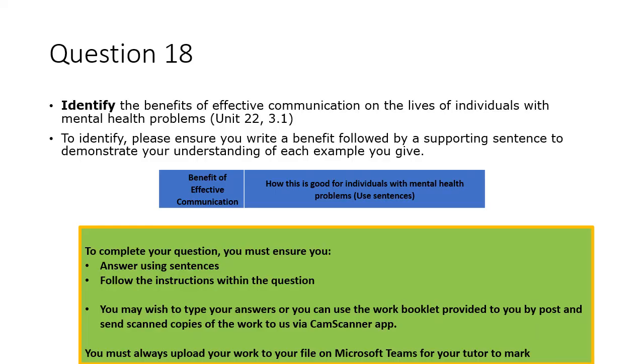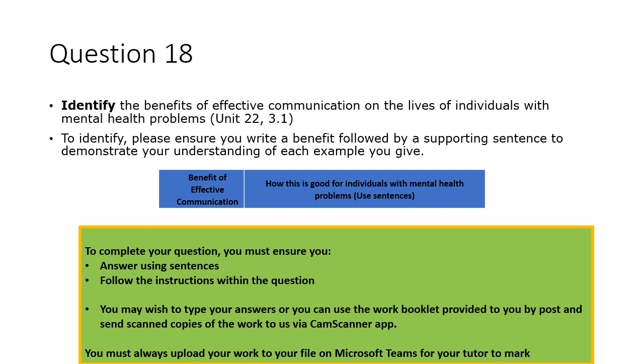So question 18 is asking you to identify the benefits of effective communication on the lives of individuals with mental health problems. So, you need to identify, but making sure that you write a sentence, a supporting sentence to demonstrate your understanding of each of the examples you give. And you've got 2 boxes, so you need to talk about the benefit of effective communication on the left hand side and how this is good for individuals with mental health problems using a sentence.